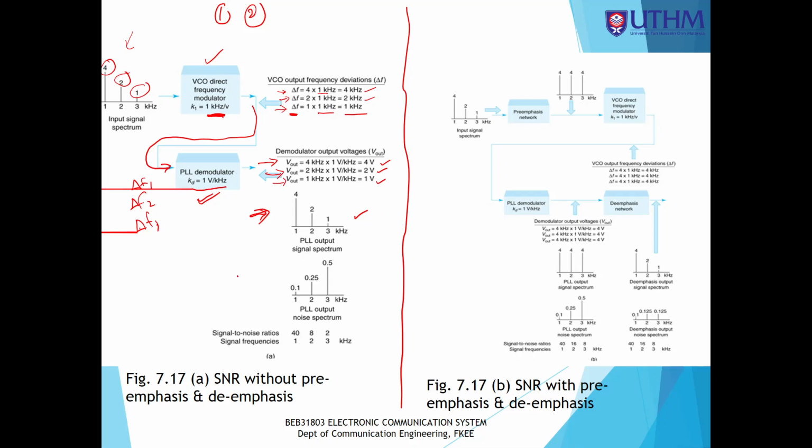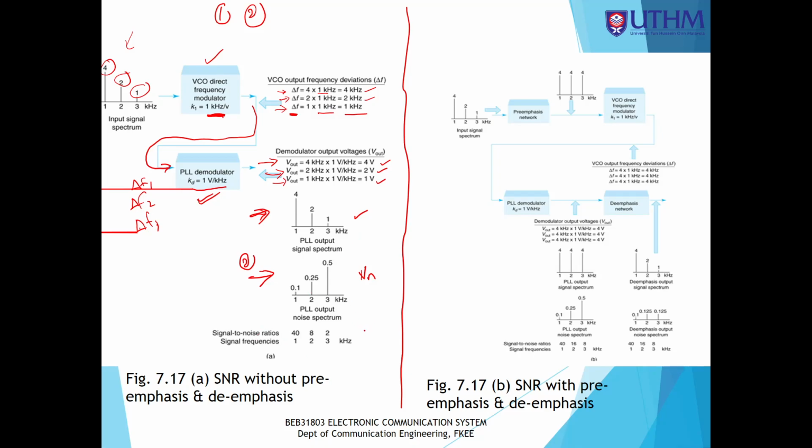Question number 2 gives you the noise level, which is 0.1 volt at 1 kilohertz, 0.25 volt at 2 kilohertz, and 0.5 volt at 3 kilohertz. So this is the noise. We can say that this is Vn. Okay, you see that here SNR is signal level over noise level.